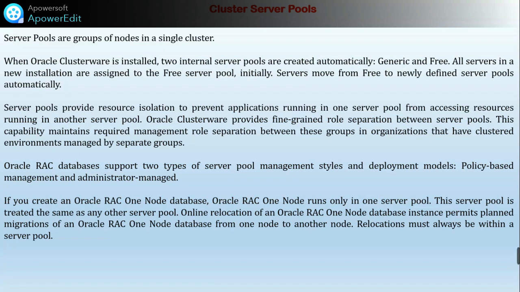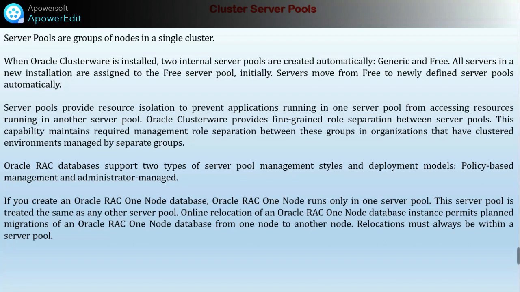Oracle Clusterware provides fine-grained role separation between server pools. This capability maintains role separation between groups in an organization that have clustered environments managed by separate groups. Oracle RAC database supports two types of server pool management style and deployment models: policy-based management and administrator-based management. If you create an Oracle RAC One Node database, it runs only in one server pool.